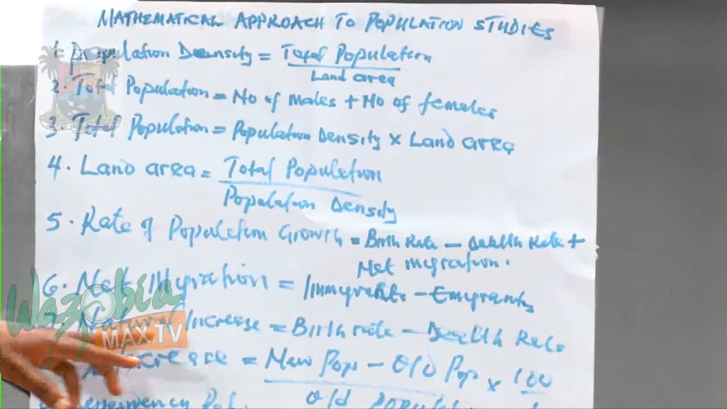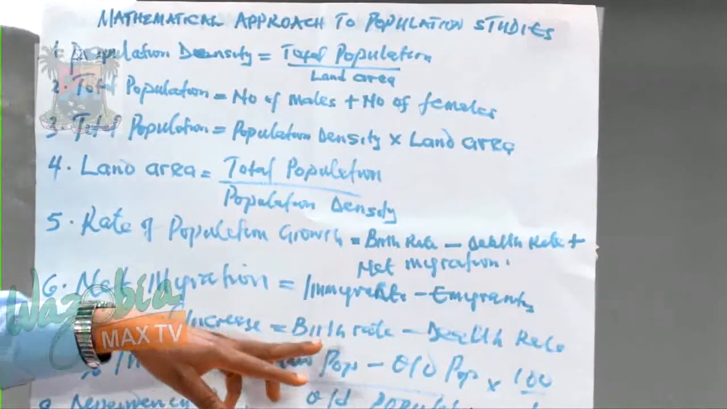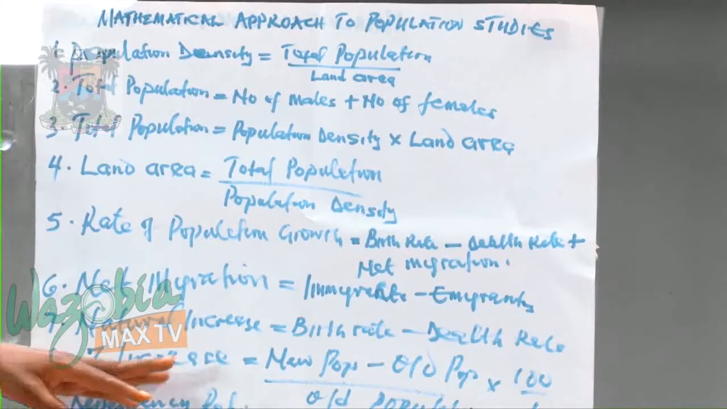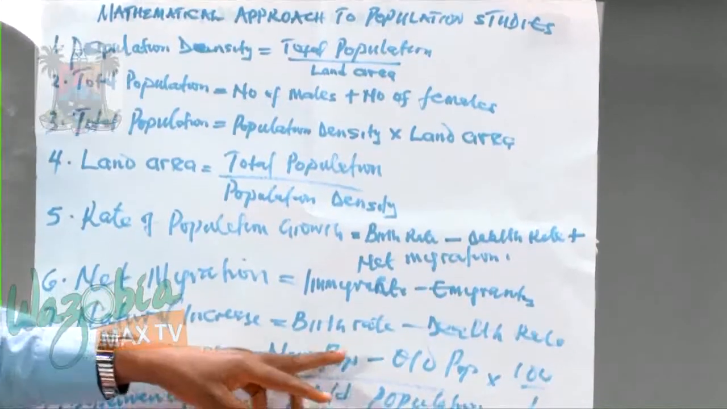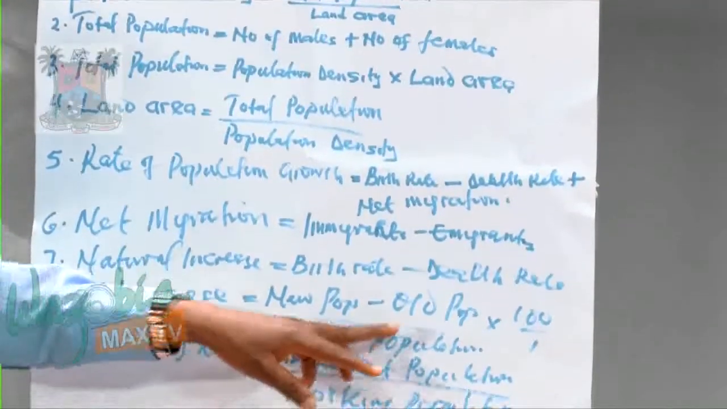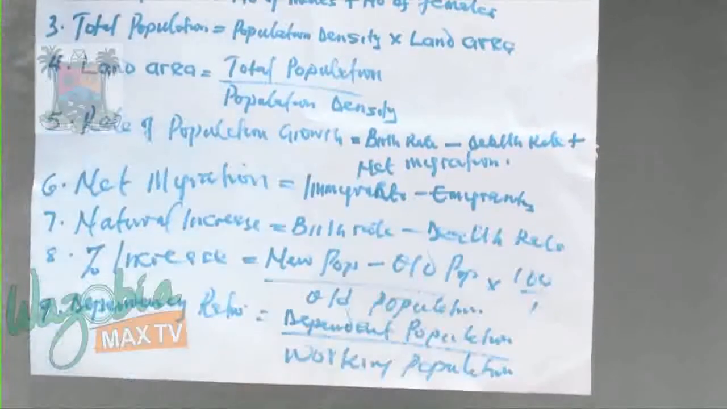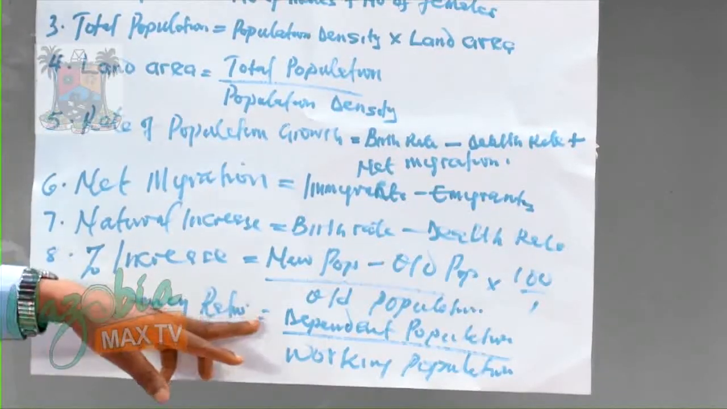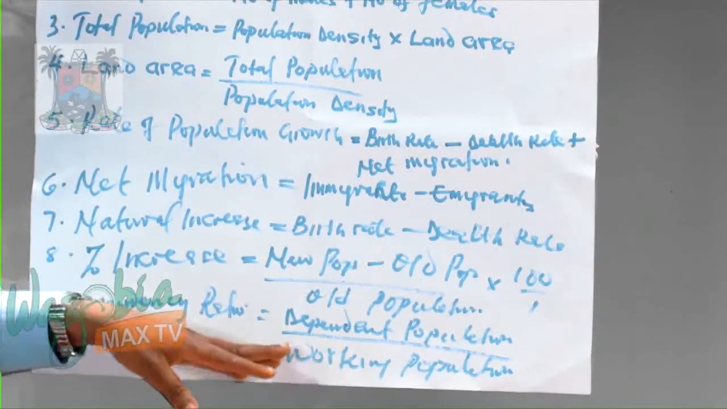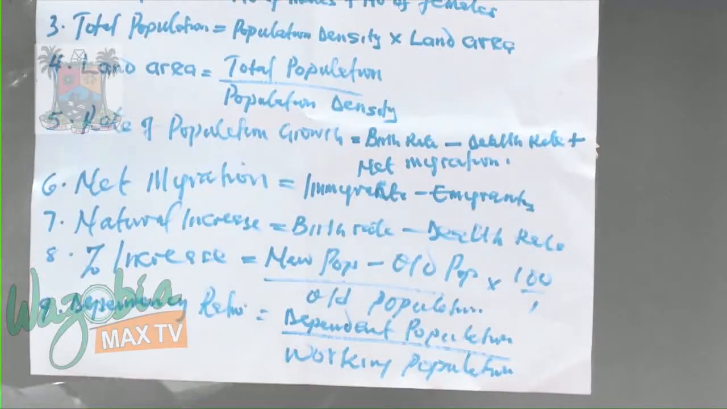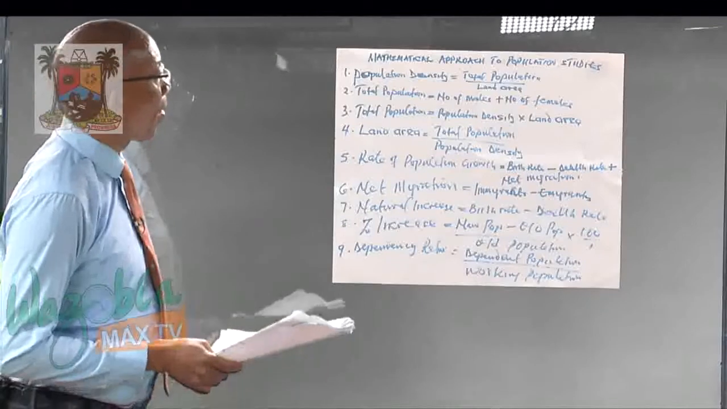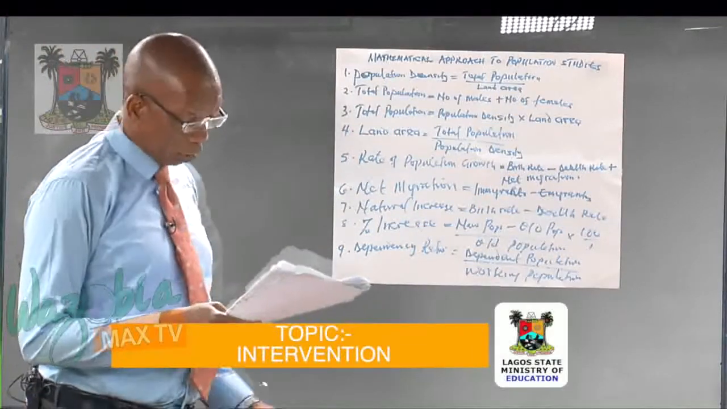Then we also have natural increase. That is birth rate minus death rate. Percentage increase in population will be new population minus old population, divided by old population, multiplied by 100/1. Dependency ratio is equal to dependent population over working population. So that is about the mathematical approach to population studies.